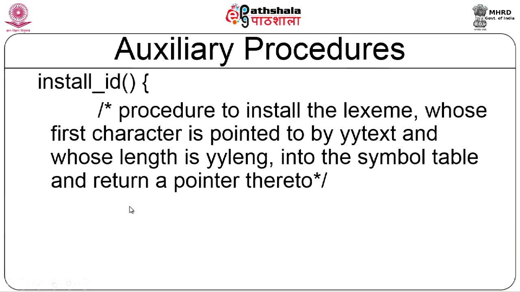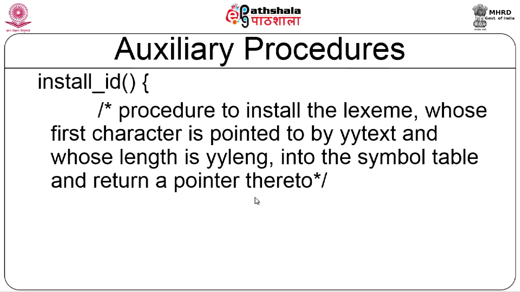Now what will this do? If you remember, in the previous case we called this function install ID. Typically this procedure will be used to install the lexeme whose first character is pointed to by yytext and whose length is yyleng, put it into the symbol table, and return a pointer to it. This is a standard procedure. You can refer to some material where yyleng and yytext are typical standard variables which are part of your LEX program.